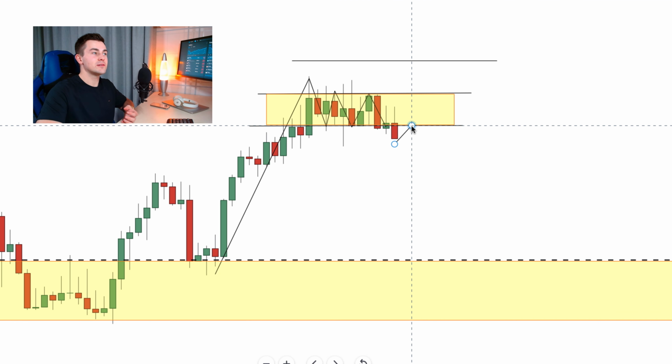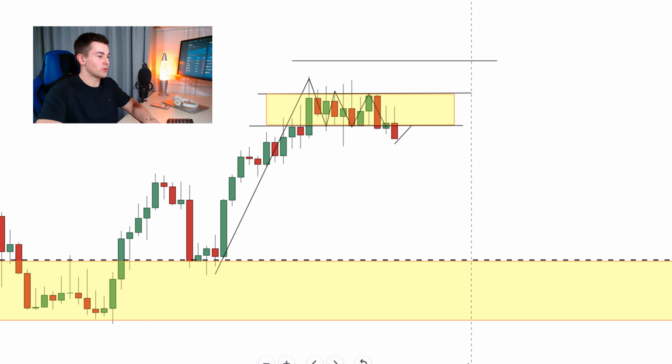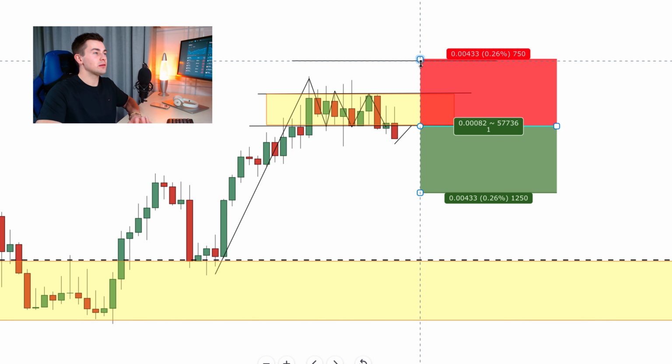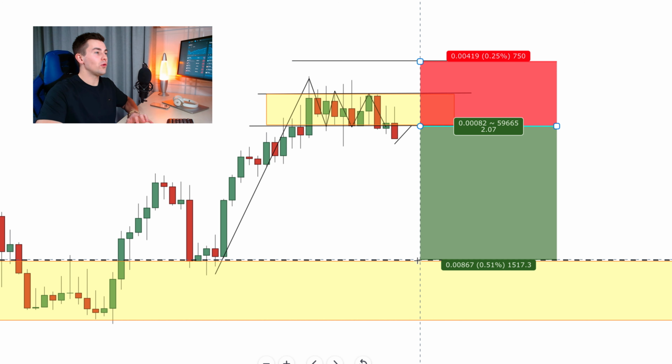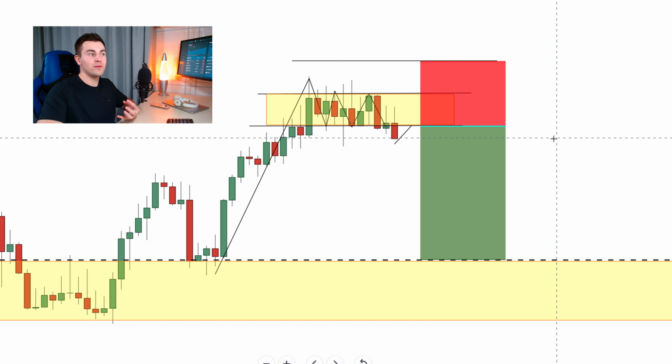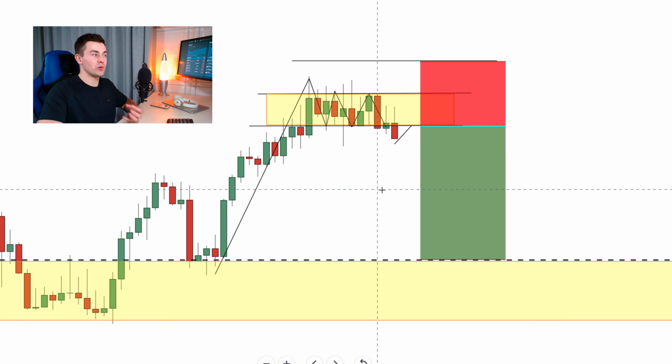And let's just execute the risk to reward analysis right here. Let's check what risk we have and what potential reward we may have. And look, over here we have 2-to-1 risk to reward for the initial target. In my view, it is very nice.